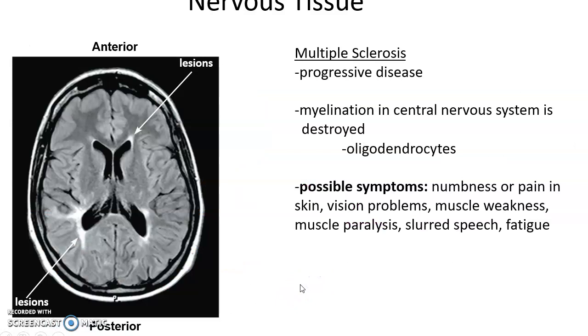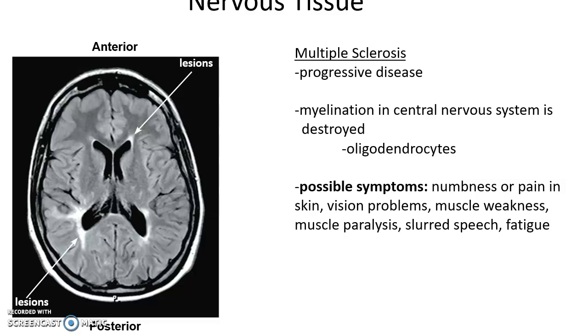Multiple sclerosis. Multiple sclerosis is a progressive degenerative disorder found in the brain. What is happening is the myelination is being destroyed, the oligodendrocytes that myelinate the axons. You can actually see lesions in the brain where this is occurring. And this causes the transmission of nerve impulses within the brain and spinal cord to slow down, to not be at the speed they need so that the body works properly.